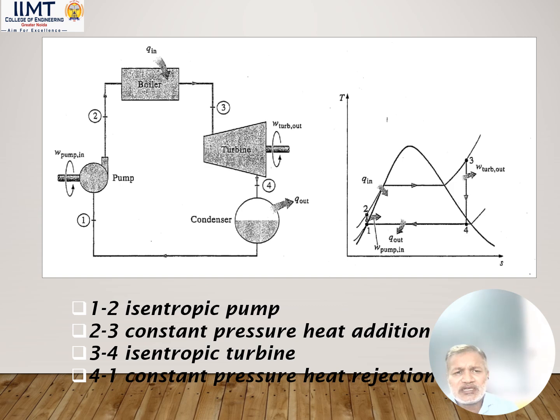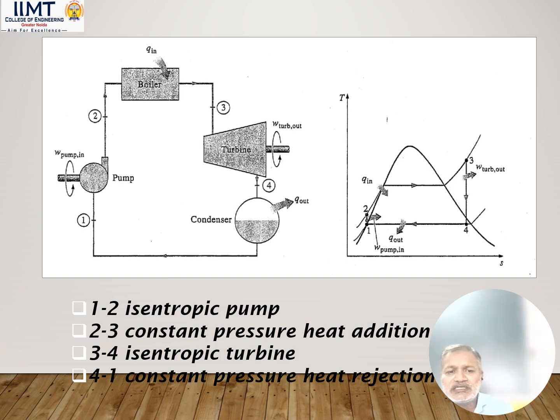The second process occurs in the boiler, process 2-3, shown in the TS diagram as well as the schematic. In this process, we supply heat and high pressure, high temperature steam is generated. This steam generated in the boiler is expanded in the turbine. This expansion in the turbine, process 3-4, is also an isentropic process. Isentropic means the process occurs reversibly and adiabatically. Adiabatic means there will not be any heat transfer from or to the turbine, and reversibly means there will not be any entropy generation. So this process is reversible adiabatic. That is why it is called an isentropic process.